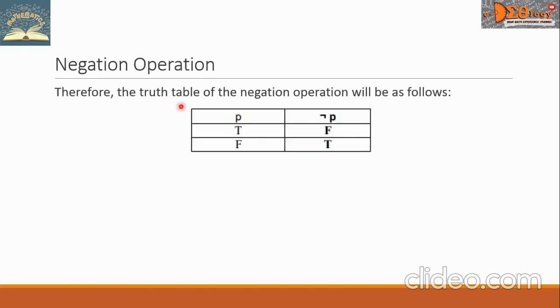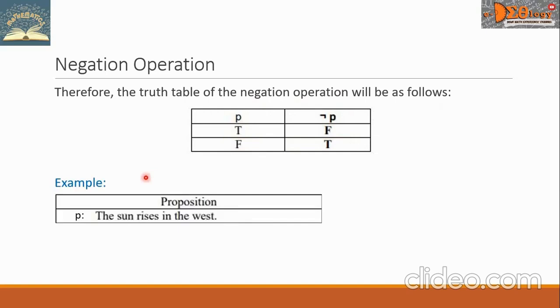Therefore, the truth table of the negation operation will be as follows. Here we have two columns. The first column for P, the second column for not P. Considering the first row here, when P is true, not P is false. Second row, when P is false, not P is true.